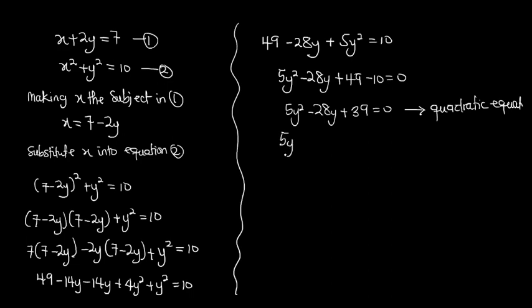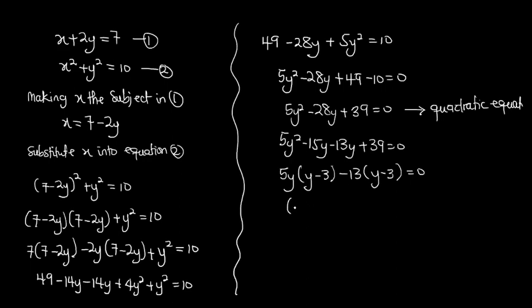So I have 5y squared minus 15y minus 13y plus 39 is equal to 0. From here, I can go ahead and do my factorization. Between 5y squared and 15y, 5y is common, so I factor out 5y, then I have in brackets y minus 3. Then between minus 13y and 39, minus 13 is common, so I have minus 13 outside the bracket, then in brackets y minus 3, bracket close, is equal to 0. So I have 5y minus 13, and then y minus 3, is equal to 0.